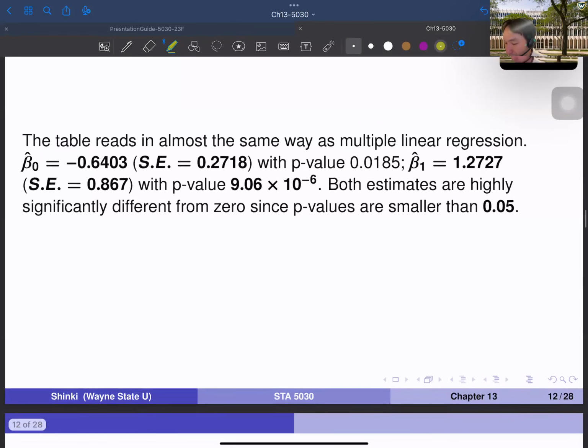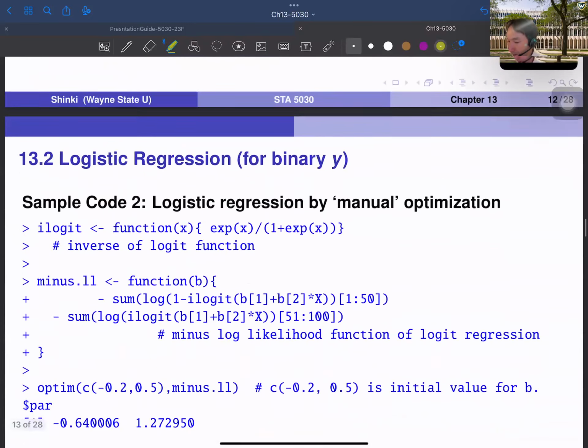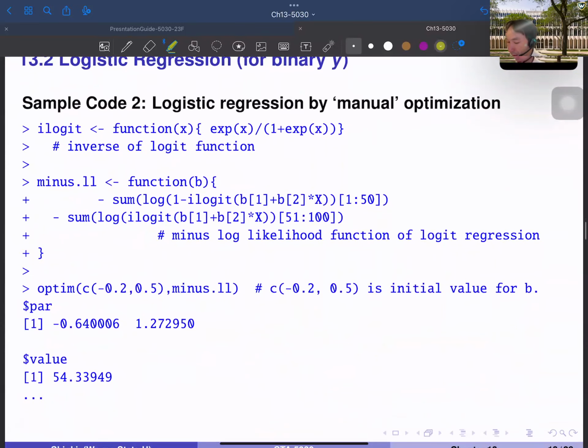Yeah, so this is what I explained. And here is the code to demonstrate what's happening behind the optimization procedure.